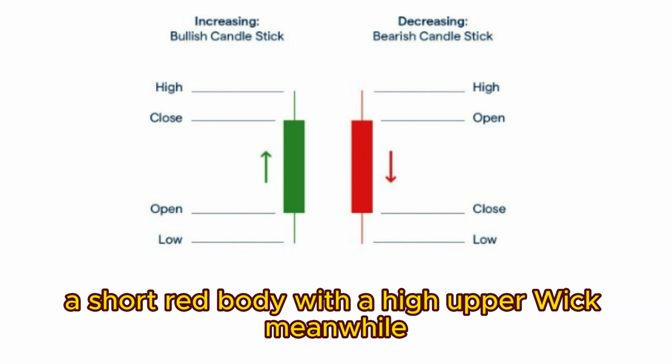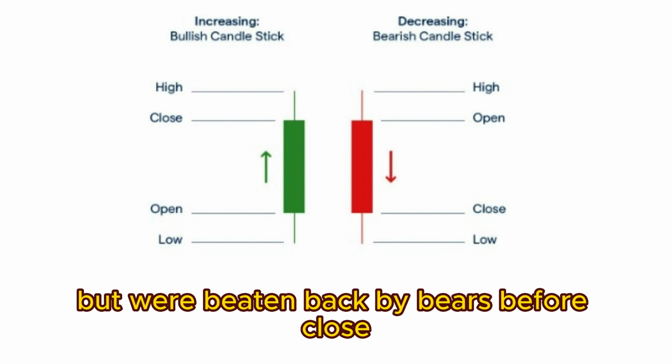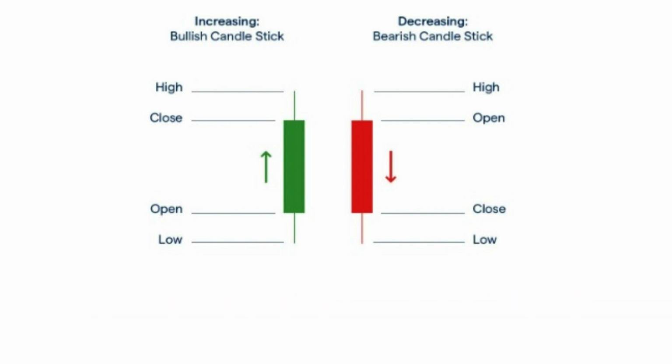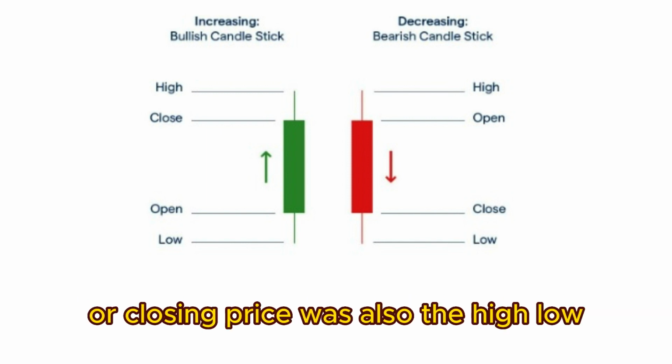A short red body with a high upper wick, meanwhile, indicates that bulls pushed a market's price higher, but were beaten back by bears before close. And if there's no wick at all, you know that the open or closing price was also the high or low.